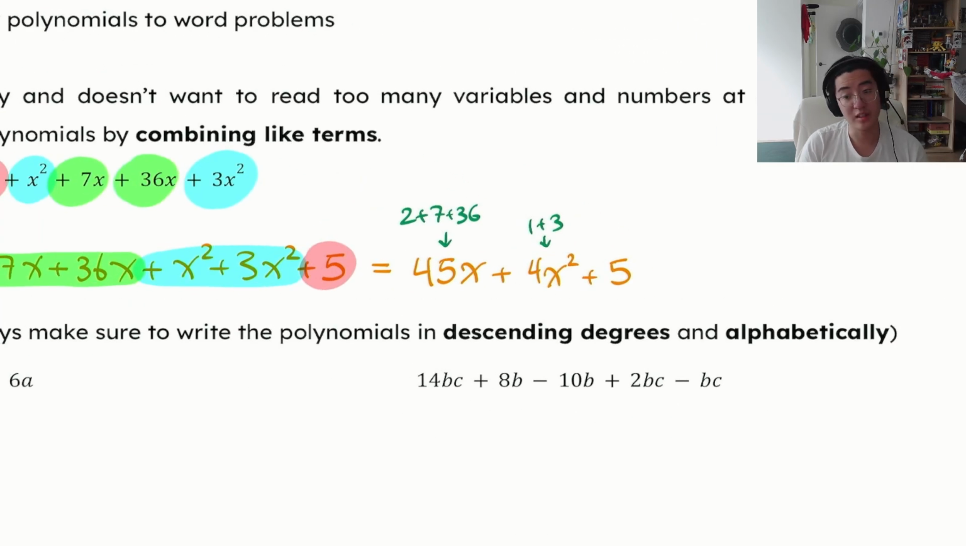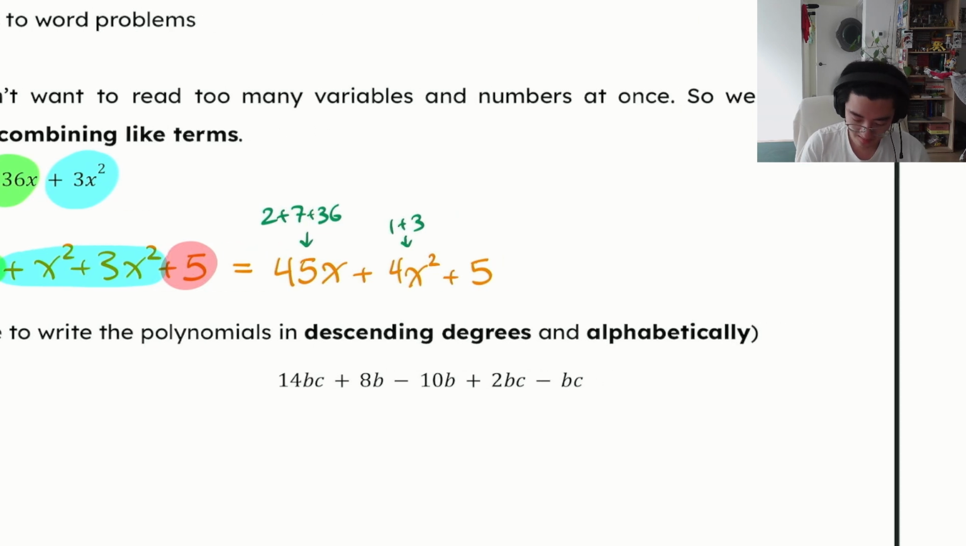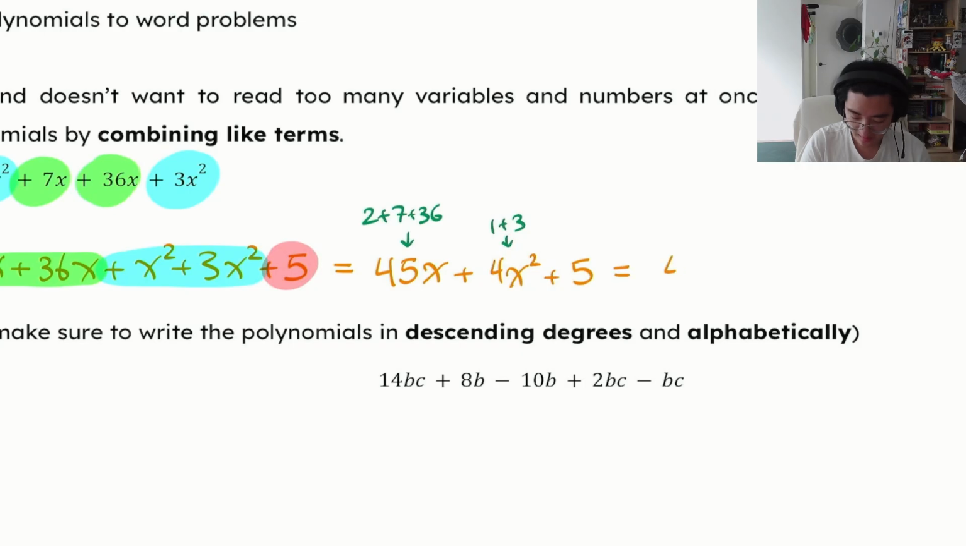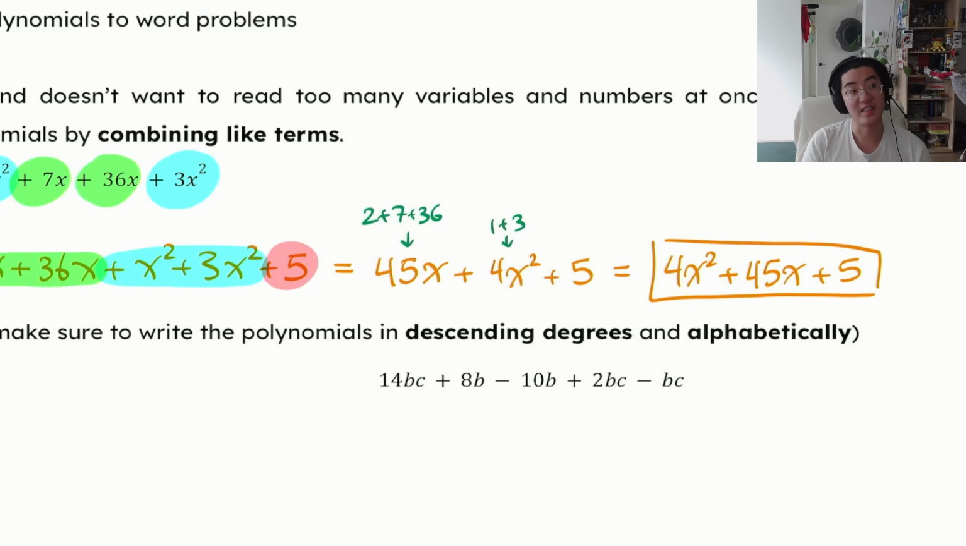The last step we usually try to do, as good practice, is to rearrange them so that the degrees are descending and it's alphabetical. In this case, the squared goes in the front because it's to the power of 2, x to the power of 1 is next, and then x to the power of 0, or no variable, at the very back. So it's descending order, from highest power to lowest power.